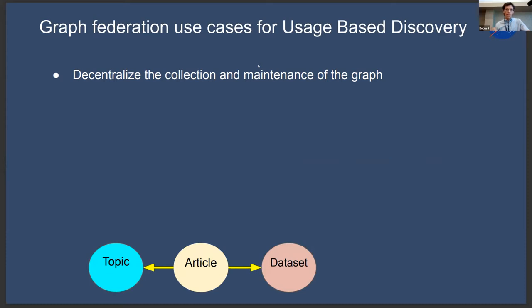high level, and that is what we could do is decentralize the collection and maintenance of the graph. So if we were able to federate with other graphs, the usage-based discovery graph wouldn't have to slurp up all of the world's information and just become this giant monolith of a graph database. We could rely on other graphs. So what this means is that each graph would become smaller. The jobs of the people maintaining those individual graphs would become a lot smaller and more efficient. And we, as data experts, could focus on what we know and our niche of knowledge and benefit from one another.